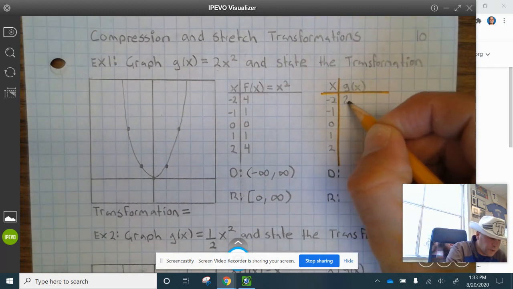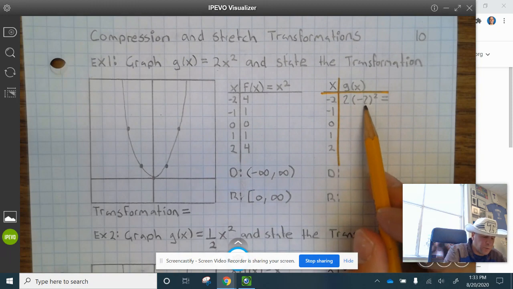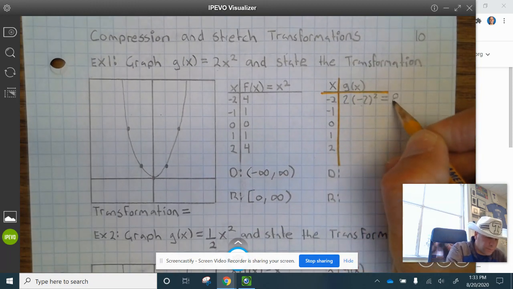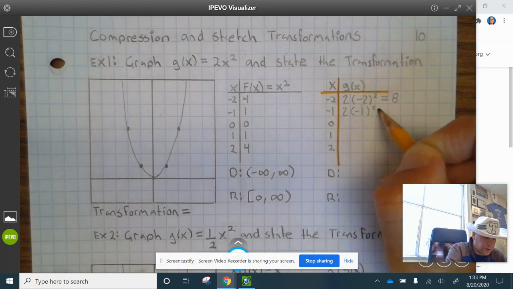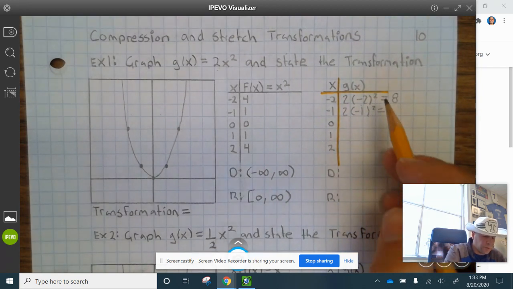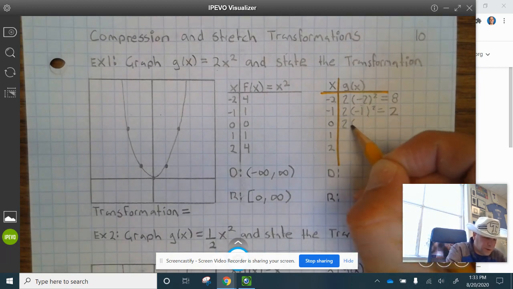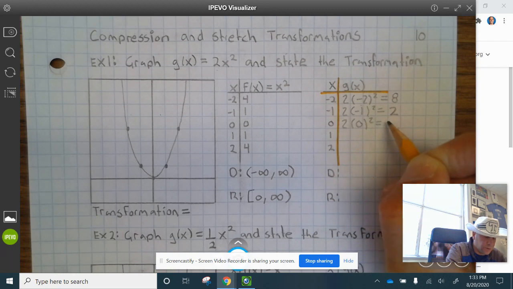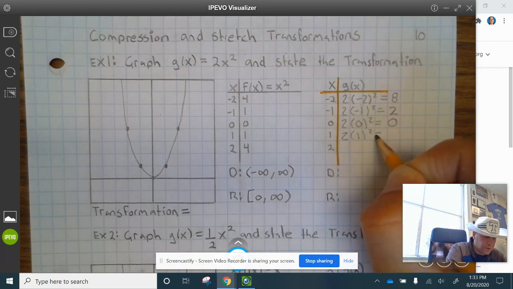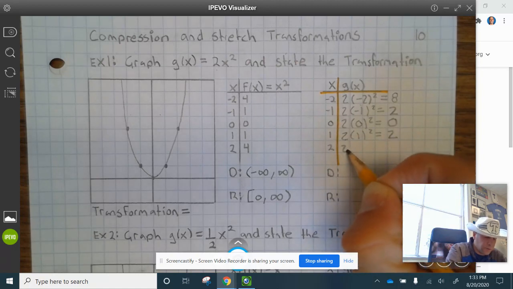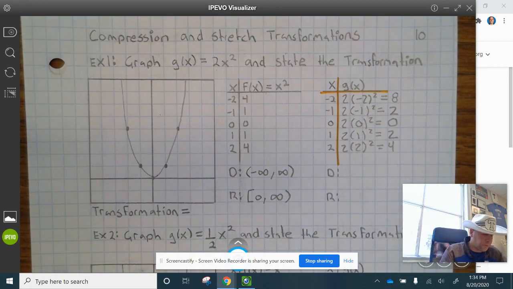So that's 2 times negative 2 squared equals, well, negative 2 squared is 4. 4 times 2 is 8. Okay, then 2 times negative 1 squared is, negative 1 squared is 1. 1 times 2 is 2. Okay, and then that's 2 times 0 squared, which is 0. 2 times 1 squared, which is 2. 2 times 2 squared, which is 4. Okay, so let's go ahead and graph those points.